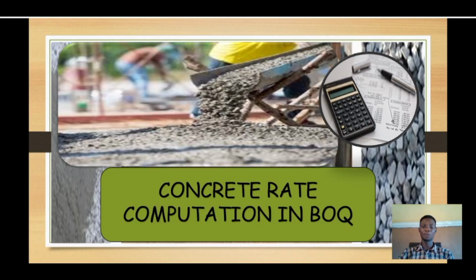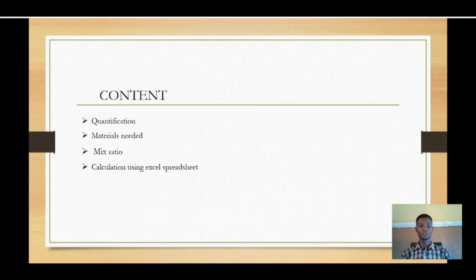We'll be starting from the note I have here. Now from the note we'll move to Excel, the spreadsheet which you are going to use to prepare the rate, and you are going to see how we do that. So I said the video is on concrete rate computation in BOQ: how to prepare a rate for concrete, how we get the rate we use for our concrete work. In this video, I will take you through some notes and do the calculation in an Excel spreadsheet. The content of this video: I'm going to talk on quantification, materials needed for concreting, mix ratio in concreting, and calculation using a spreadsheet, just like I've said.